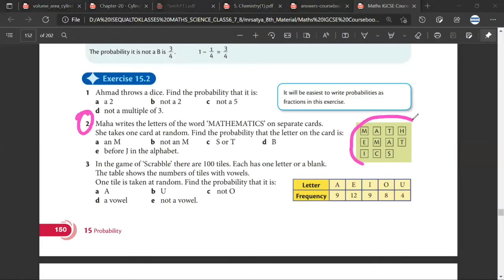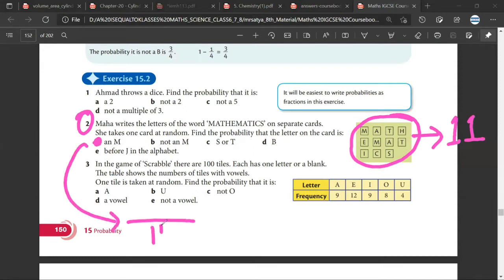So the total number of options available are, Mr. Satya, 11. Now for getting an M, how many options in these are we interested in? Not an M, what will be the answer? 9. 1 minus 2 by 11 would be equal to 9 by 11. Any doubt? No doubt, sir.